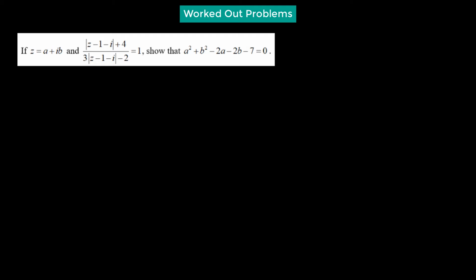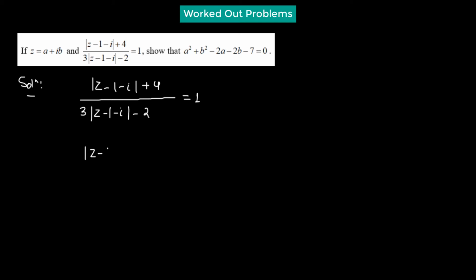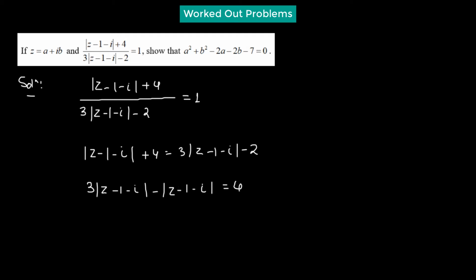So let us begin by considering the given equation. We have |z - 1 - i + 4| / (3|z - 1 - i - 2|) = 1. So we'll cross multiply, so that leaves us with |z - 1 - i + 4| = 3|z - 1 - i - 2|. Now we rearrange it, so we have 3|z - 1 - i| - |z - 1 - i| = 4 + 2.